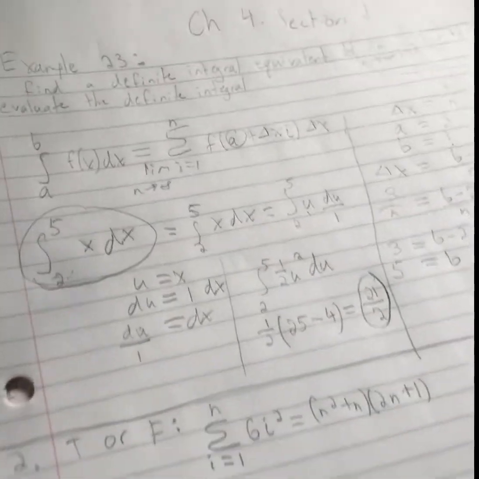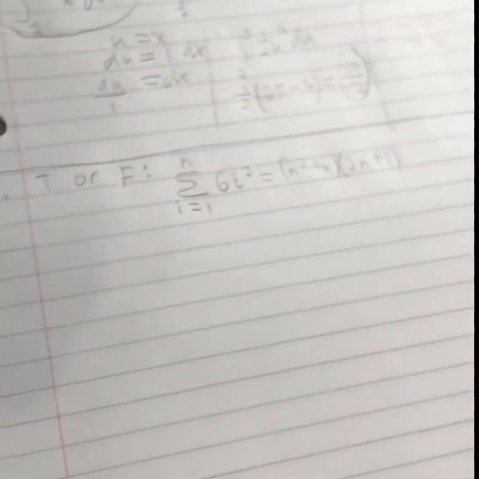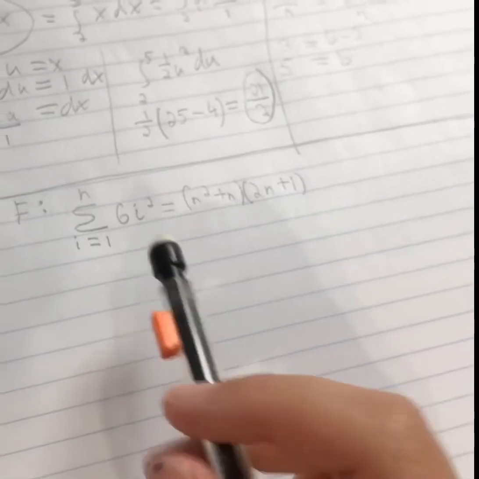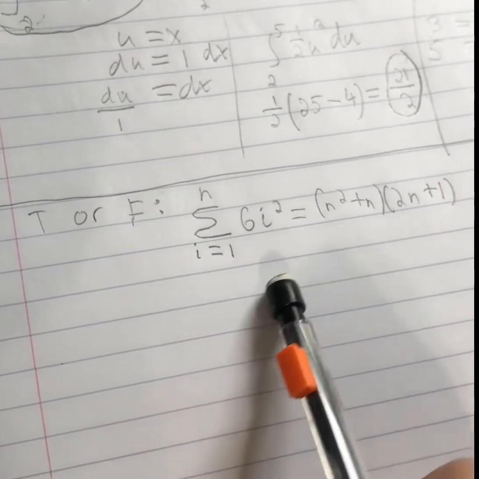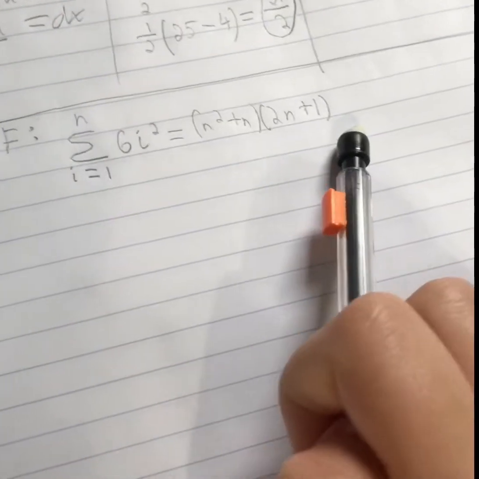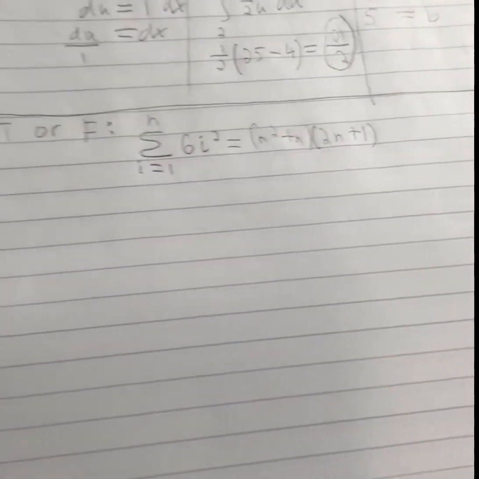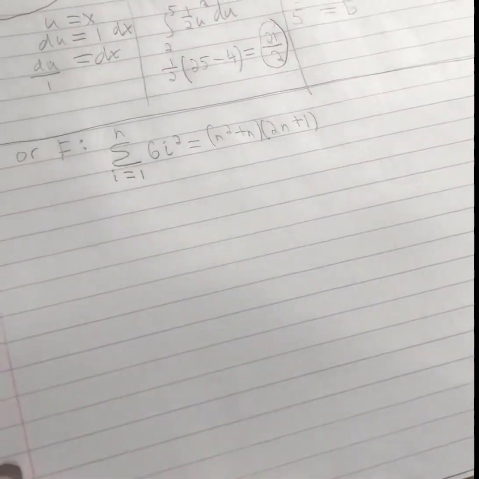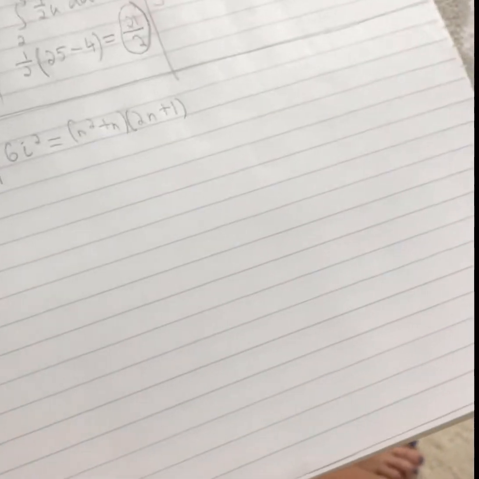And that's all you have to do for number 1. And number 2 is a true and false question, and it's dealing with sigma notation. So we have to see true or false. Does the sum with i equaling 1 up to n of 6i squared equal n squared plus n times the quantity 2n plus 1? So to do this, we're going to have to use a couple properties.